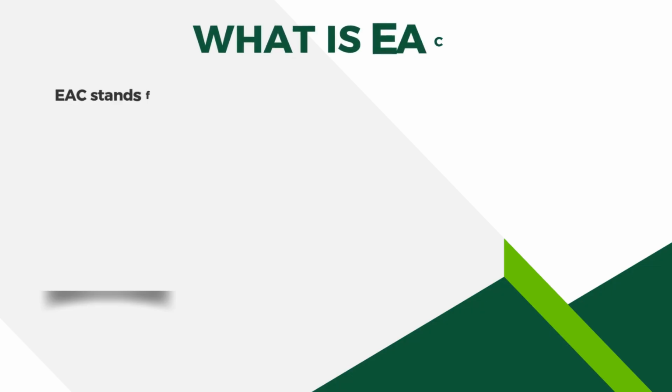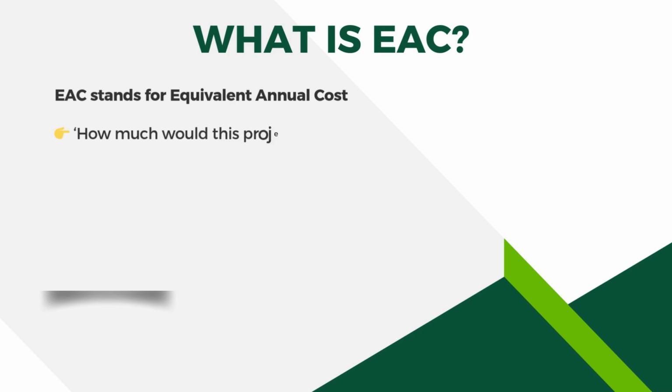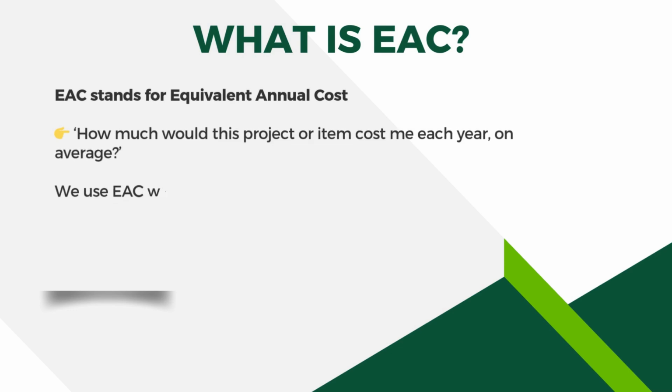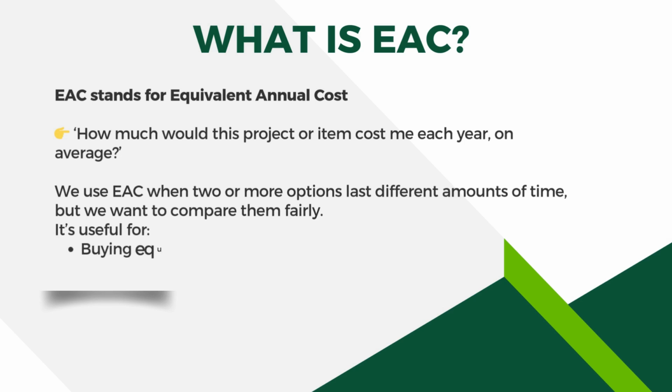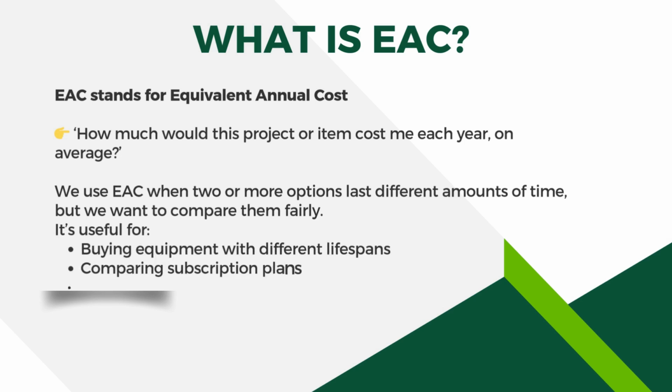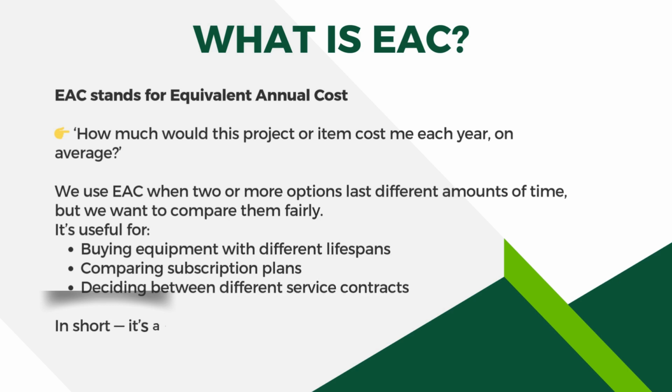What is EAC? EAC stands for Equivalent Annual Cost, which is just a fancy way of saying, how much would this project or item cost me each year on average? We use EAC when two or more options last different amounts of time, but we want to compare them fairly. It's useful for buying equipment with different lifespans, comparing subscription plans, deciding between different service contracts. In short, it's about finding the real yearly cost.